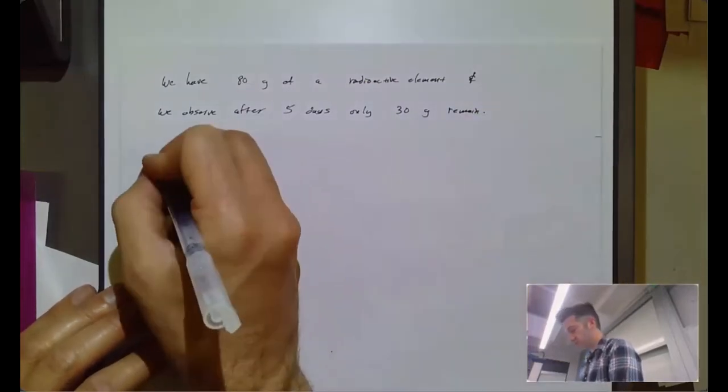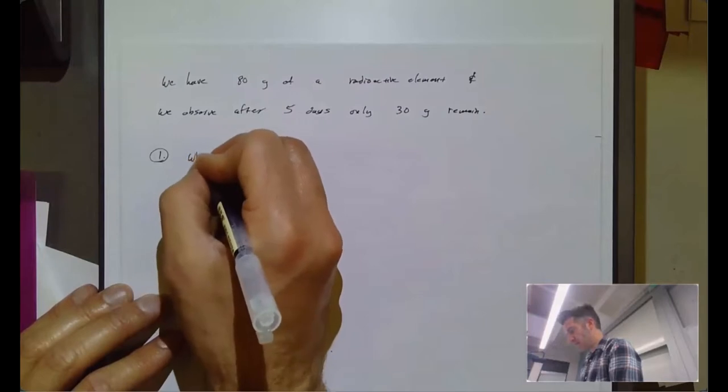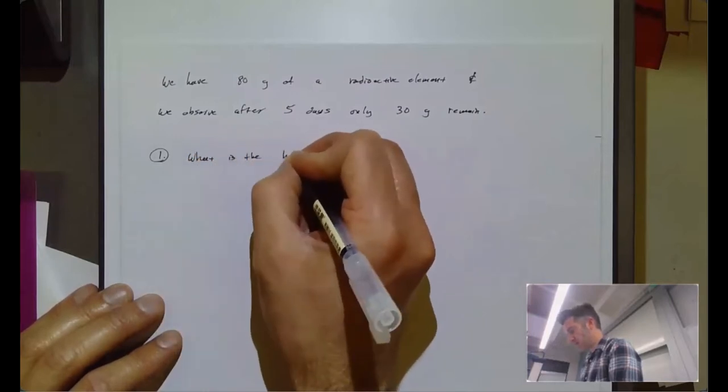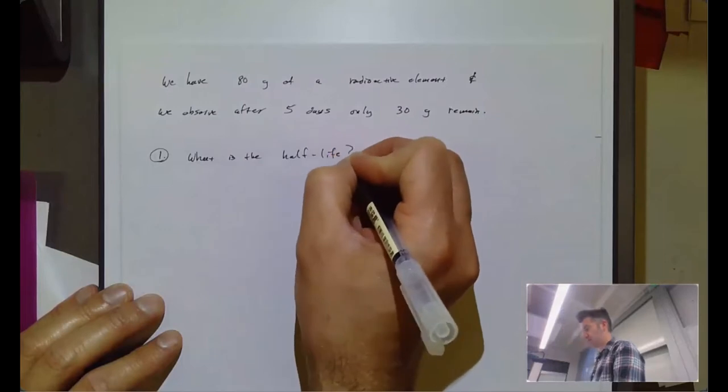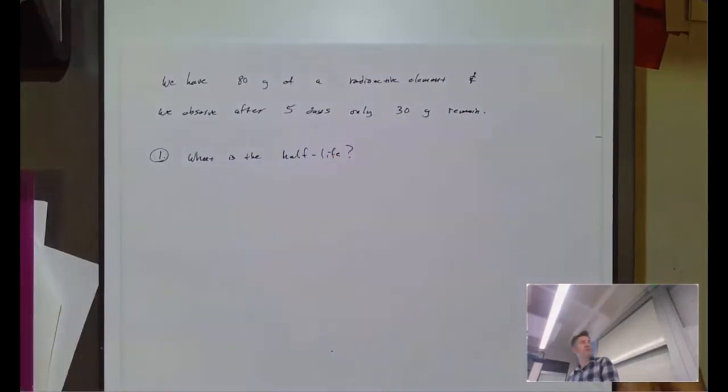First question. What's the half-life of this substance? So the half-life is how long it takes until we get to 40 grams. But the half-life is definitely an amount of time, not radioactive material. The thing I would say to myself first off is, okay, great, the half-life is how long it takes to get to 40. I know that's going to be less than 5 days, right? Because in 5 days, there's only going to be 30 grams left.